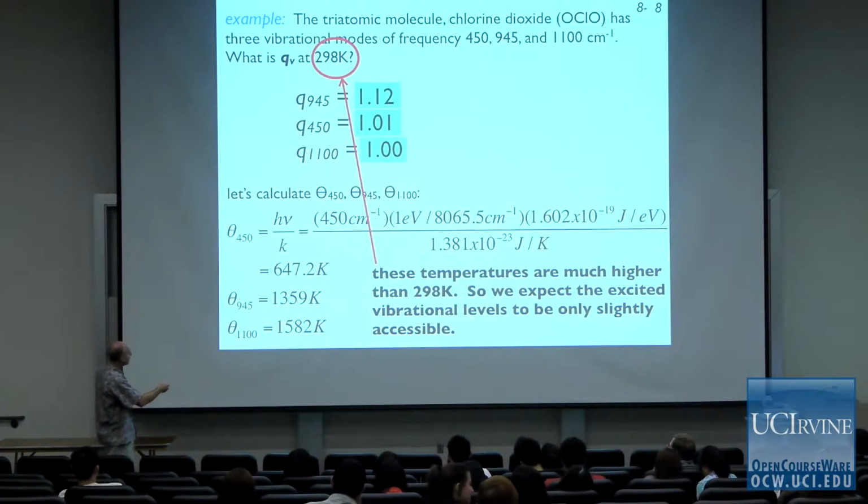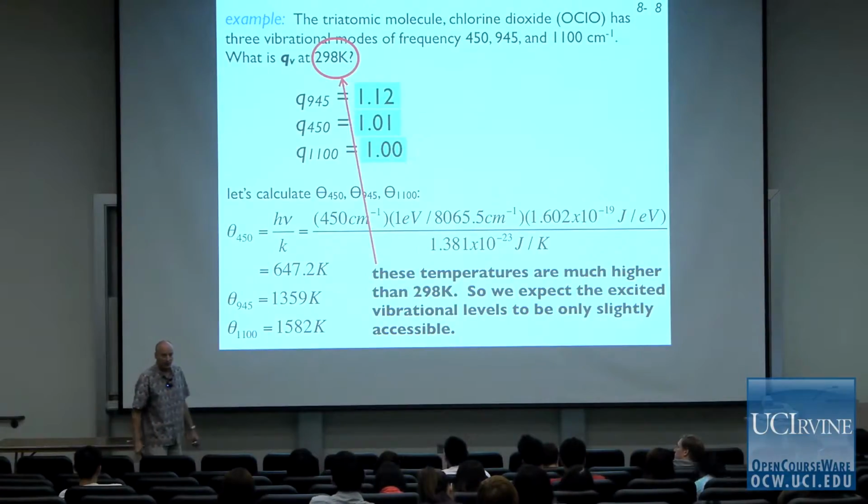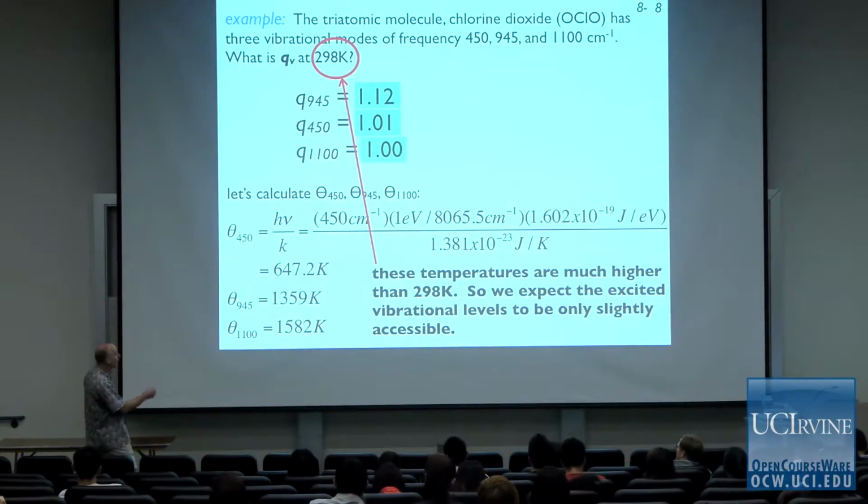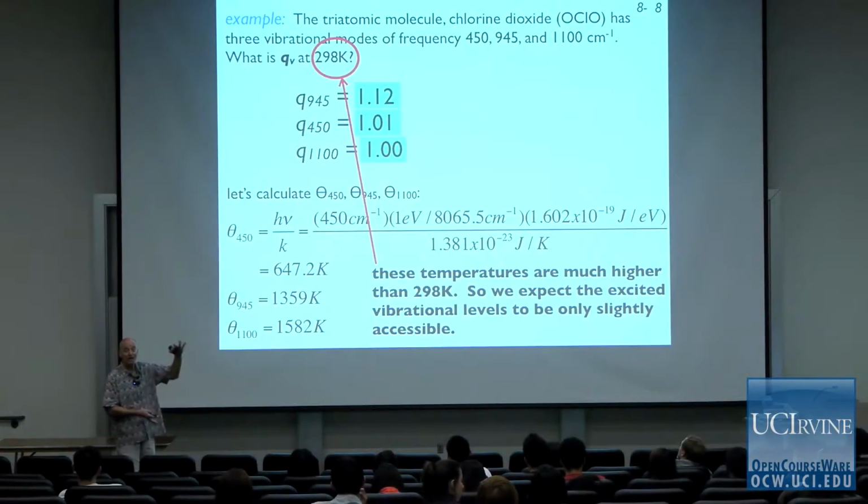In other words, we don't expect the occupation of excited states to be very high because these temperatures where this occupation is expected to occur are way higher than the temperature we're paying attention to here, 298 Kelvin. We shouldn't get significant occupation of 450 until 600 Kelvin. We shouldn't get occupation of 945 until 1300 Kelvin. These are temperatures that are way higher than the one that we care about in this problem.